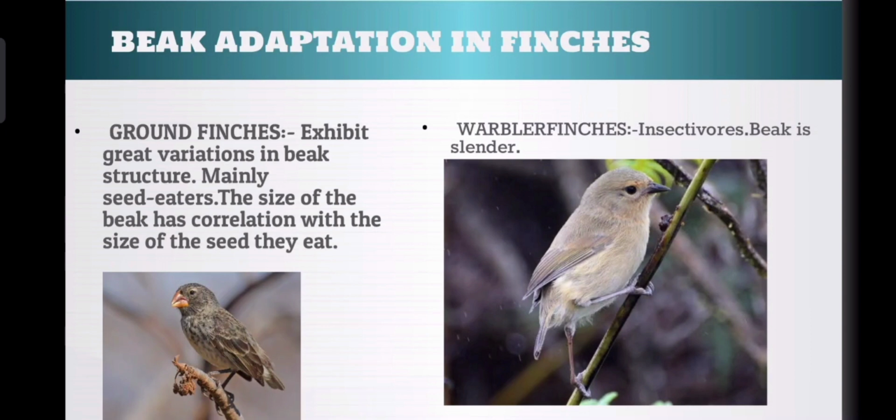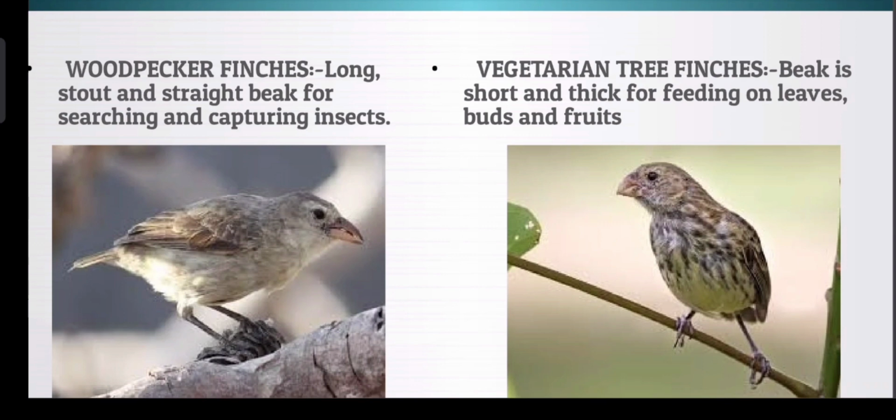Beak adaptation in finches. Ground finches. Ground finches exhibit great variation in beak structure. They are mainly seed eaters. The size of the beak has a correlation with the size of the seed they eat. Warbler finches. Warbler finches are insectivorous. Beak is slender. Woodpecker finch consists of a long, stout and straight beak for searching and capturing insects.